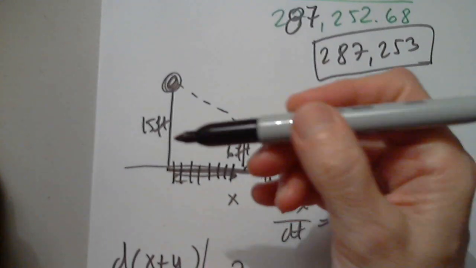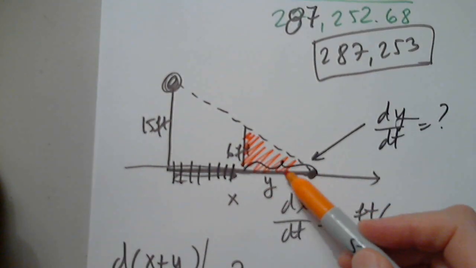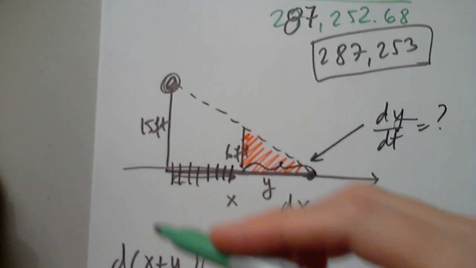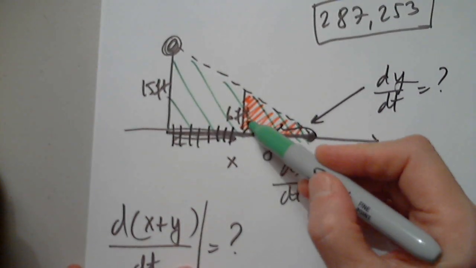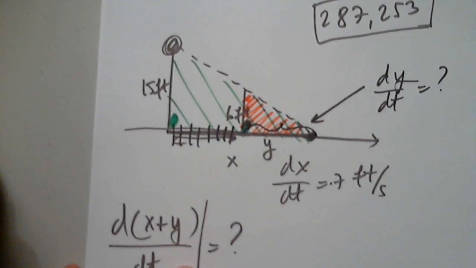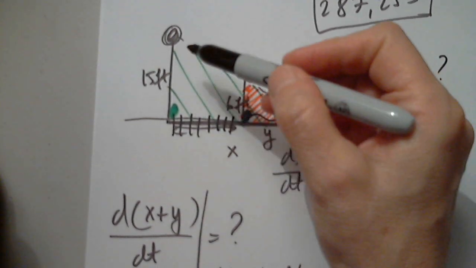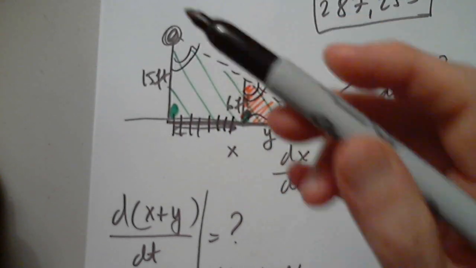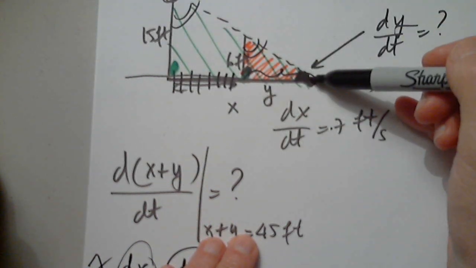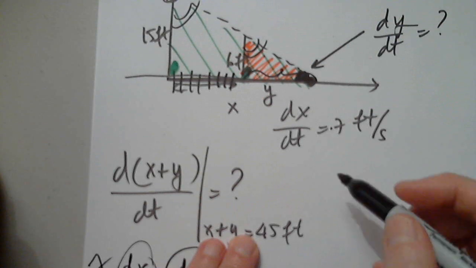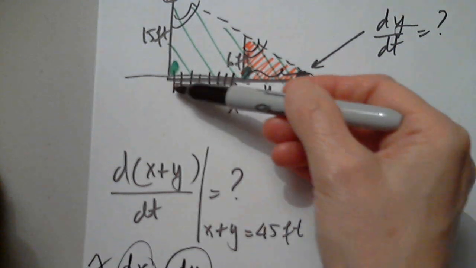So, similar triangles again. This triangle is similar to this triangle because they have congruent angles. This angle is the same as this angle, and this one is common. Of course, these have to be the same as well. No other way. So, we start with a common angle. 6 over 15 equals y over x plus y.